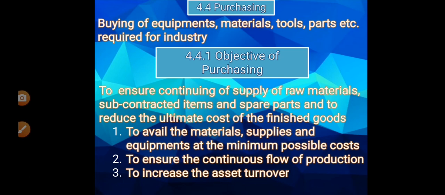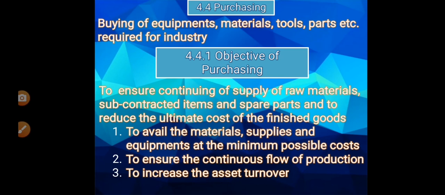The objective of purchasing. In purchasing, its objective is not only to procure the raw materials at the lowest price, but to reduce the cost of the final product. So, number one, to avail the material supplies and equipment at the minimum possible cost. These are the inputs in a manufacturing operation. The minimization of the inputs cost increases the productivity and resultantly the profitability of the operation.